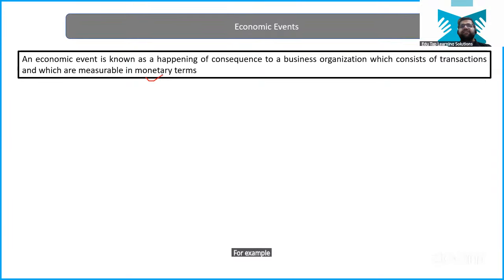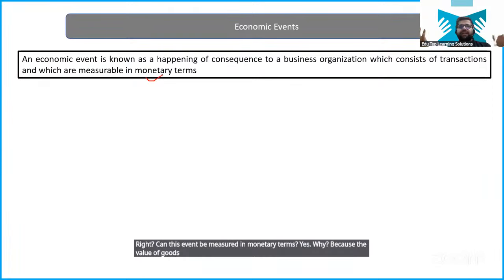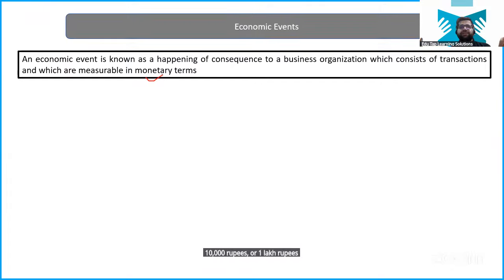For example, let's say that I have sold some goods to Ram and the value of those goods is 50,000. Is this an economic event? The answer is yes. Why? Because I am selling some goods to Ram. So this is an event, right? Can this event be measured in monetary terms? Yes. Why? Because the value of goods is 10,000 rupees or 1 lakh rupees, whatever the value is, right? And will it affect the financial health of the company? The answer is again yes. Because if I'm selling goods to Ram of rupees 1 lakh, Ram will definitely give me rupees 1 lakh. So money is flowing into my company. So that will definitely affect the financial health of the company, isn't it?